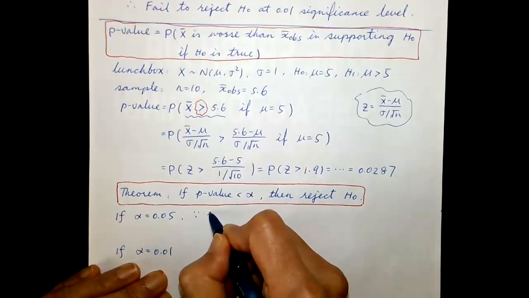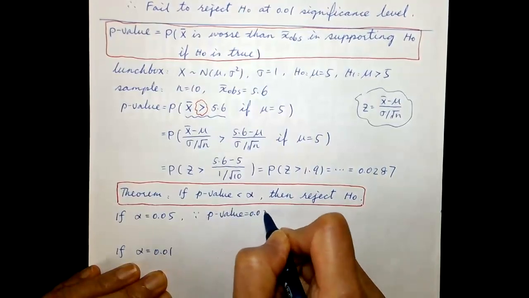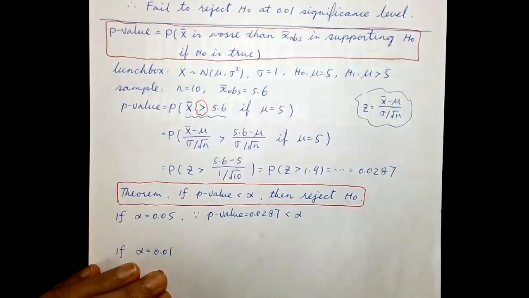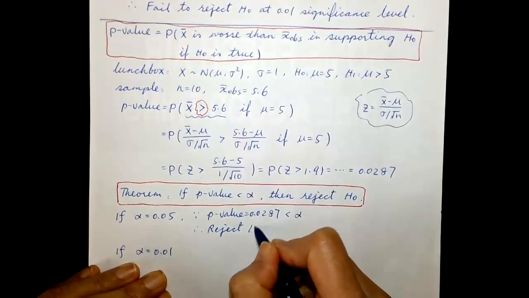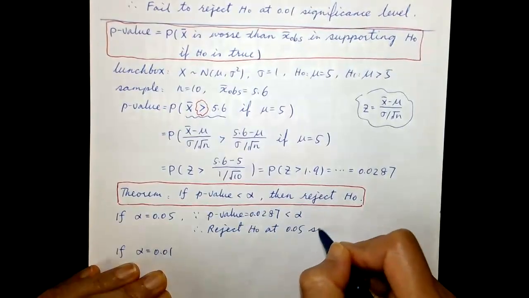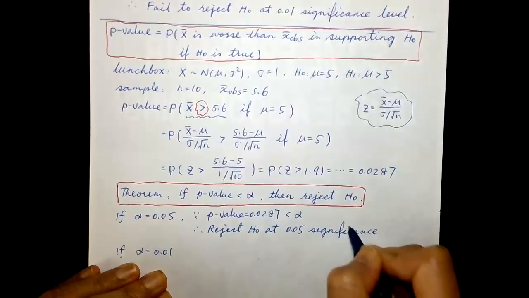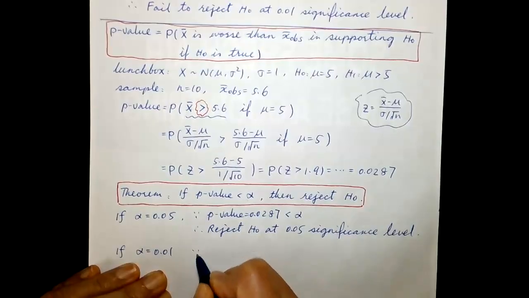So if alpha is 0.05, our p-value is 0.0287. It is less than alpha. According to the theorem, p-value less than alpha, then we reject H naught at 0.05 significance level.